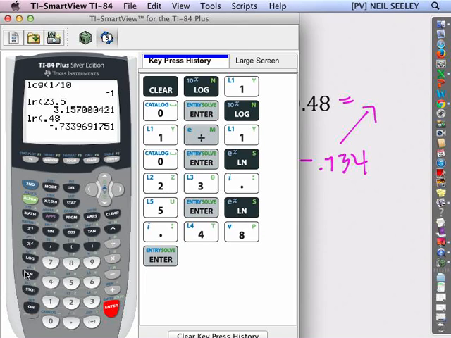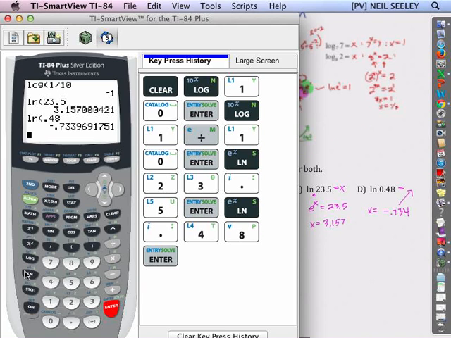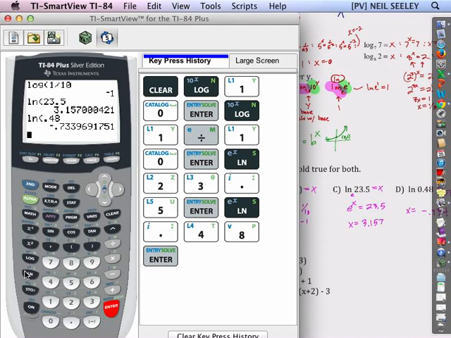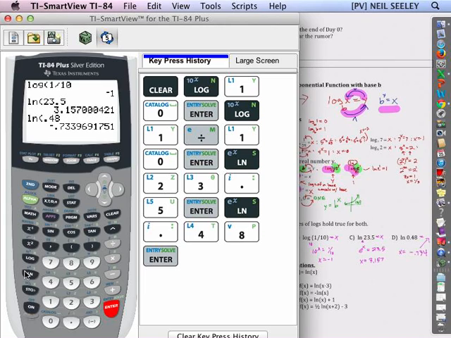Now, what about all the other bases? Log base 10, I've got a button for that. ln, I've got a button for that. When you don't have a button for that, that's the next fun thing that we'll get into. That's coming down the pike.